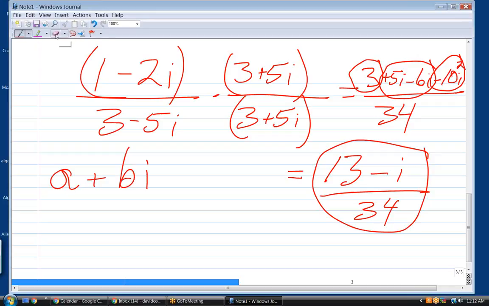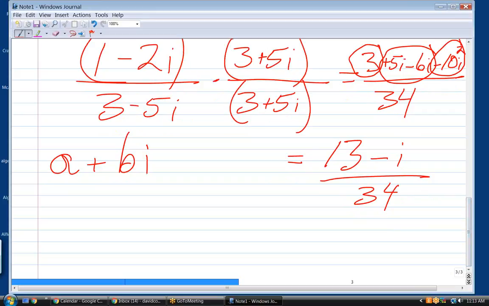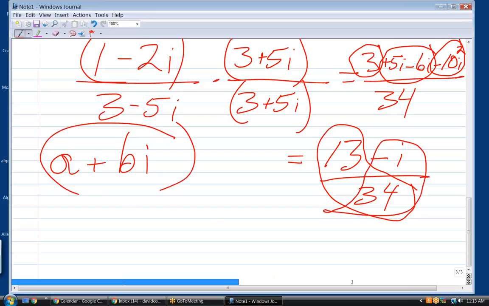The only problem is that answer is not in this format, a plus bi. Most likely, I don't know what kind of test you're taking, if it's going to be multiple choice or whether you're going to have to. Yes? Well, then you probably don't have to know this distinction. But this is not in a plus bi format. What would I have to do to make it in that? No, separate it into two fractions. In other words, I can separate into the real part right there, and then the imaginary part.